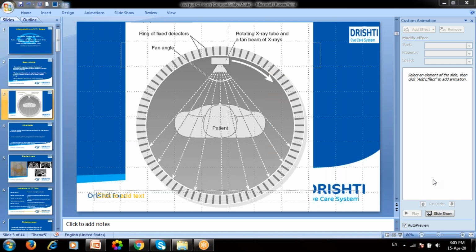Okay, and while doing a CT scan, if contrast has to be done, how is the contrast done? A fluid is injected, right? Like we do in FFA, fluorescein fundus angiography. So how we inject a dye, in the same way, if you want a contrast image, a dye has to be injected.